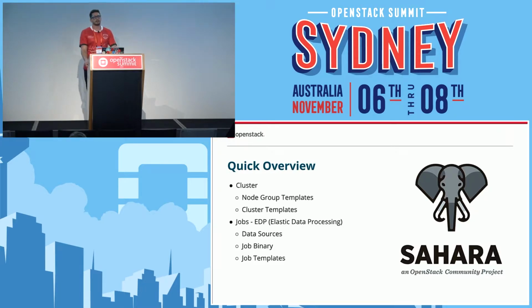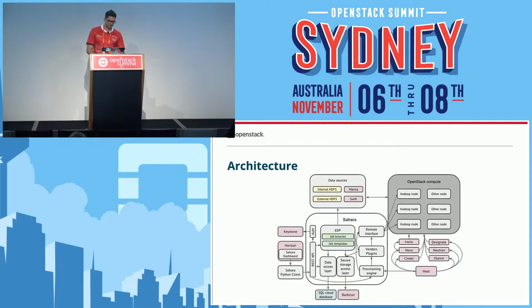The job binary is actually the file that you're using to run the job. So if you have a jar file or something, that has to be available for Sahara. And the job templates are the templates that are going to define how the job is going to run, where the data sources are, where the job binary is. So that's the job template.